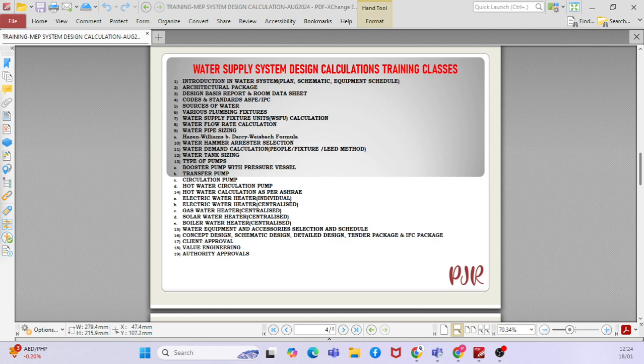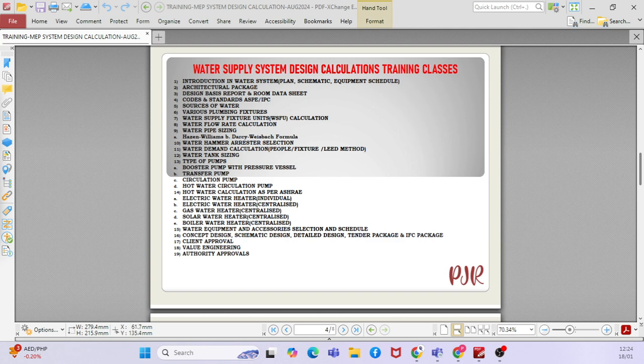Then we will see the types of pumps. What are the types of pumps? Booster pump, transfer pump, circulation pump. So how to size the pump? How to calculate the flow rate? How to calculate the pressure drop? How to calculate the pump head? Right? And how to calculate the water flow rate. So we will see all these equations.